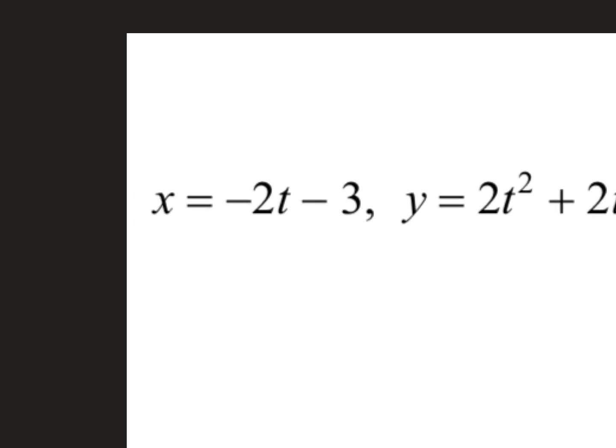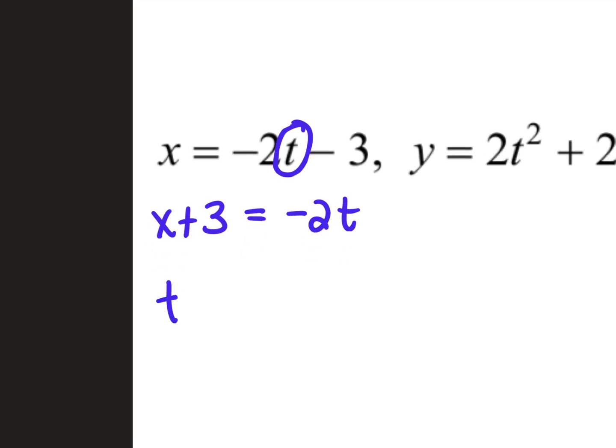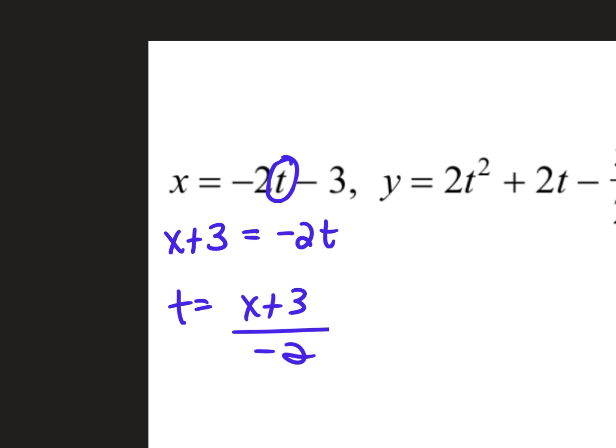So let's solve your x equation for t. I want to get t all by itself, so we're going to add 3. You guys agree? x plus 3 equals negative 2t, and then what? Divide by negative 2. So t equals (x plus 3) over negative 2. Everybody understand where we got that?